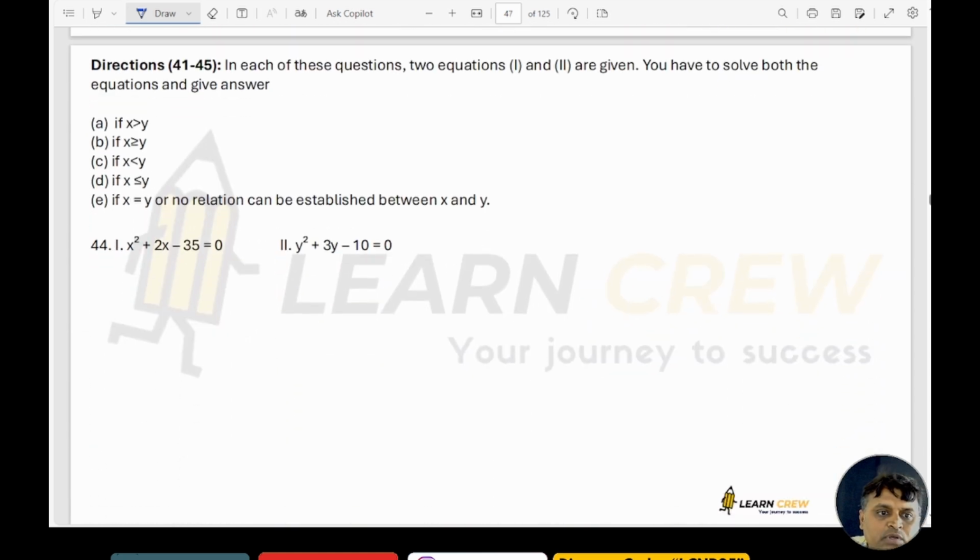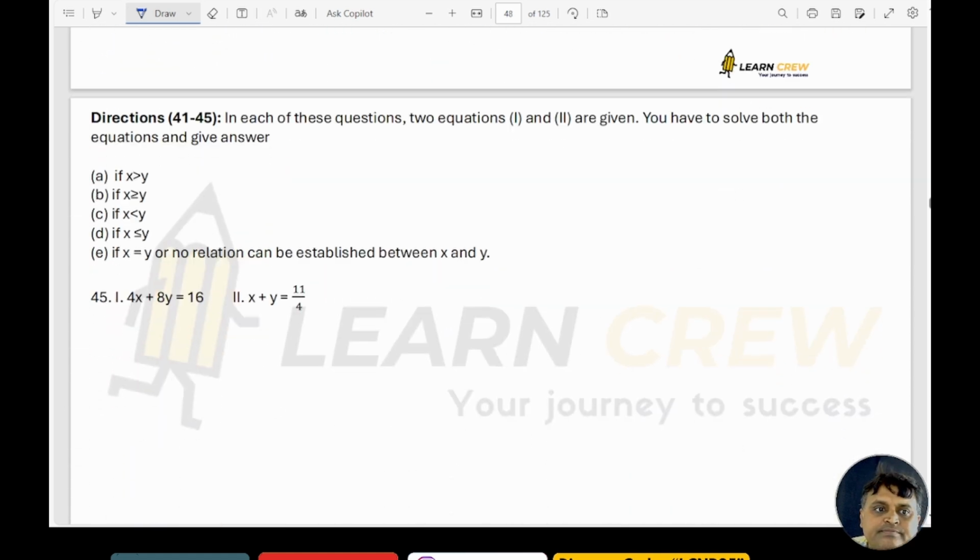So x is less than y. Next, 44. So I will get x is equal to 5 or -7, and y is equal to 2, -5. 5 is greater than 2, and 5 is greater than -5, but -7 is less than 2 and -7 is less than -5. So no relationship, the relationship can't be established.